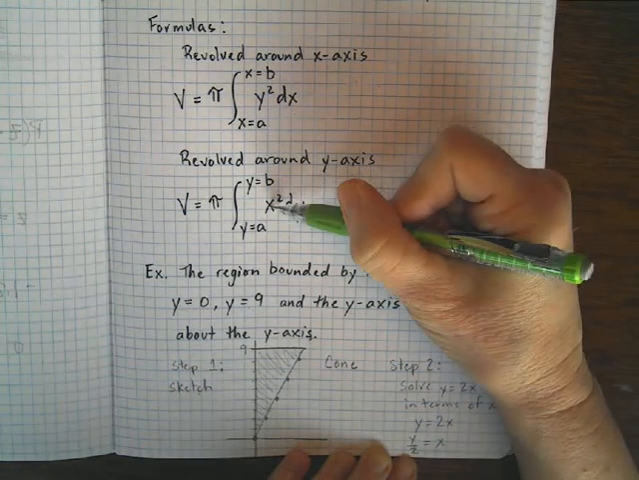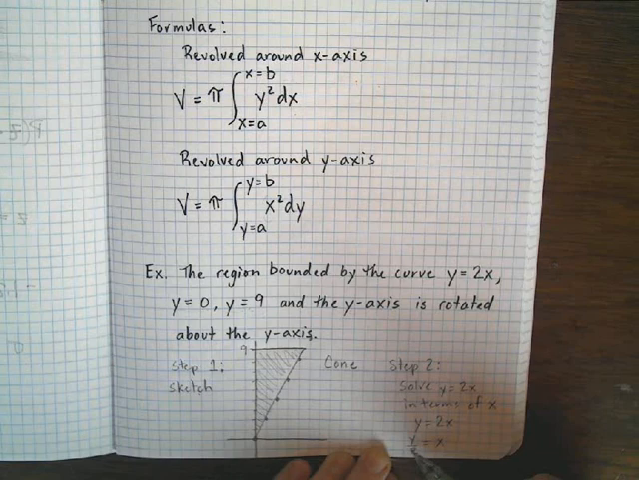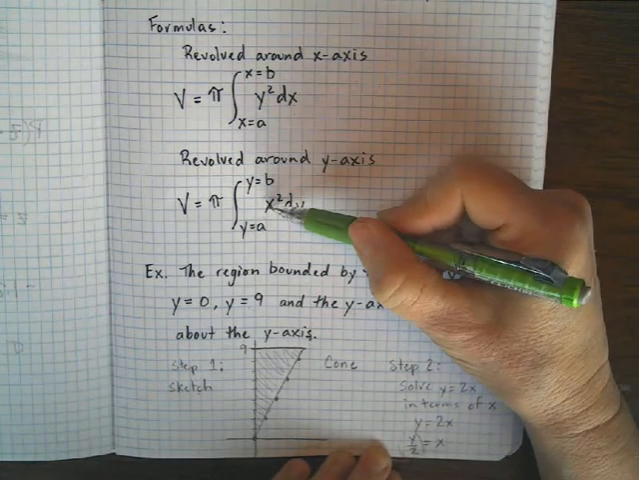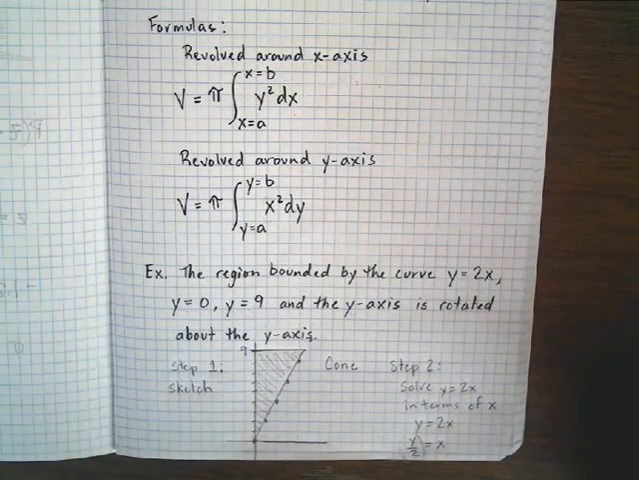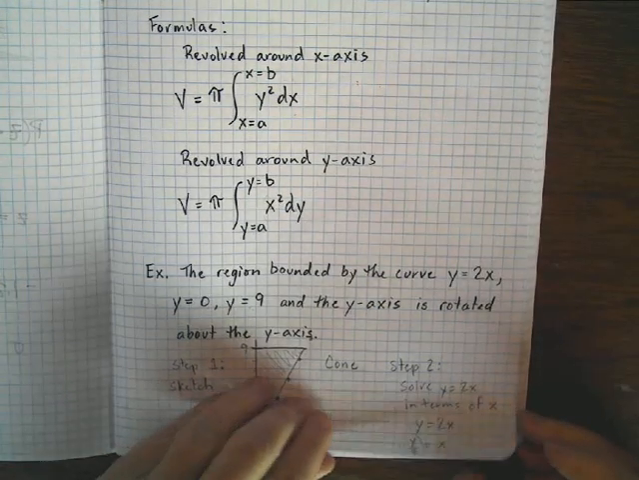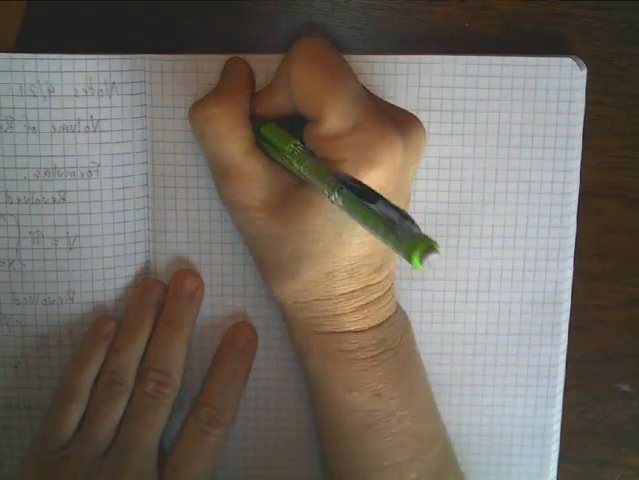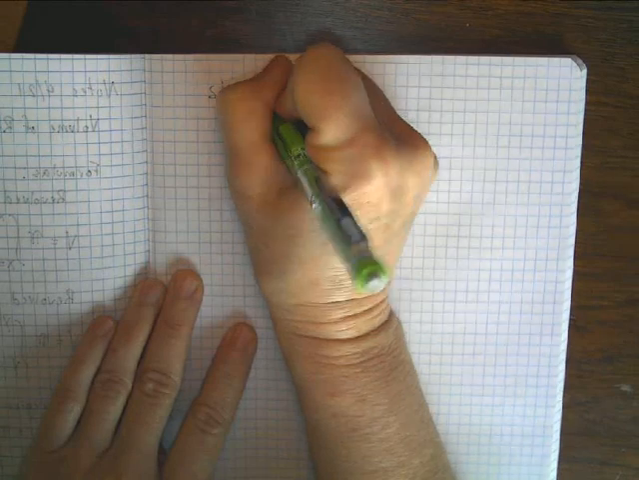See how it says x squared? We're going to be taking this, y over 2, and putting it in right here. So step 3 is we're going to set up our integral. I need to turn the page. Sorry about that, I should have done this whole thing on one page. So step 3, set up the integral.